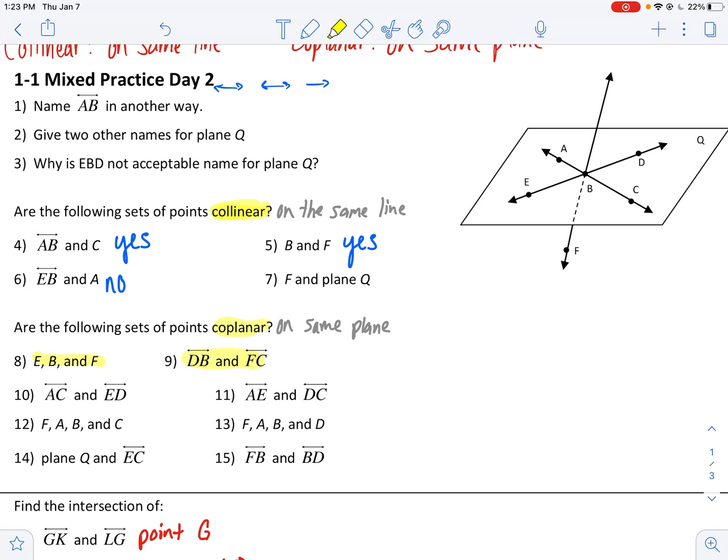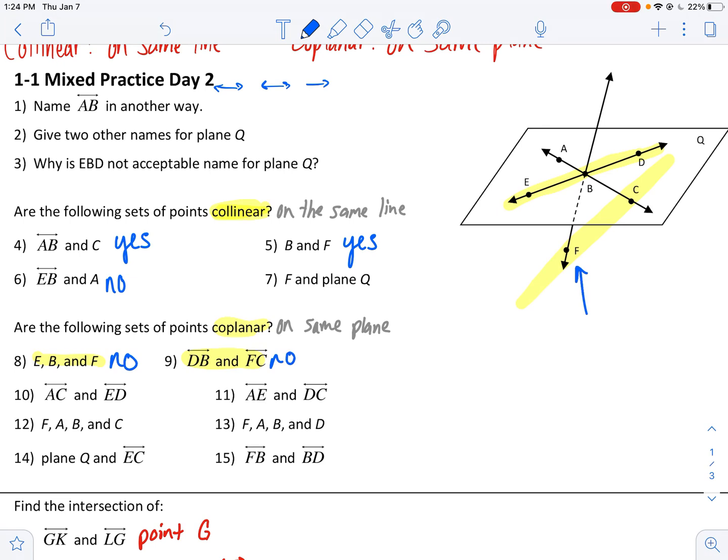So line DB and line FC. Here's DB, and here's FC. Are these on the same plane? Well, no, it doesn't look like they are, and the reason why is that F is not on the plane. So if F is not on the plane, then it can't be coplanar with C, D, and E. So this is a no, those are not coplanar, not on the same plane. And number 9, DB and FC. Oh, I'm sorry, I just answered that one. That's no.